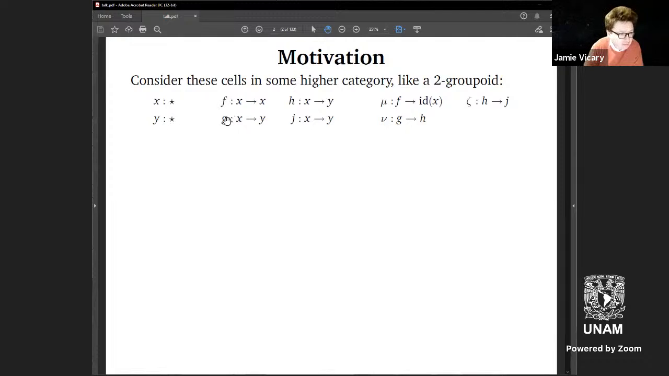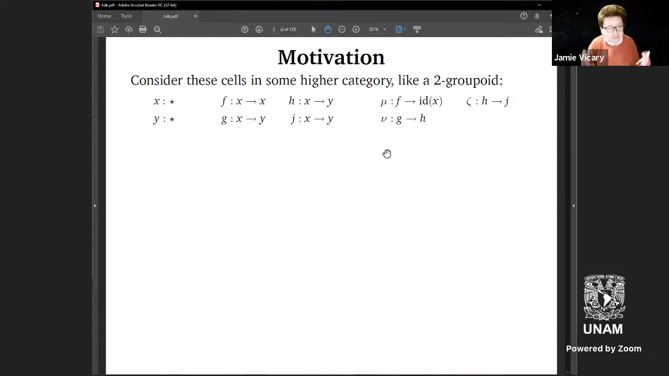f goes from X to X, g goes from X to Y. So these are one-morphisms. h goes from X to Y, j goes from X to Y. These are one-morphisms as well. And then mu goes from f to the identity on X, nu goes from g to h, zeta goes from h to j. These are two-morphisms. We can tell because their source and target are one-morphisms.